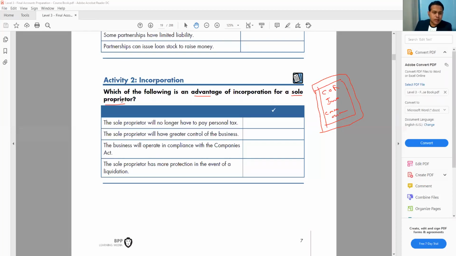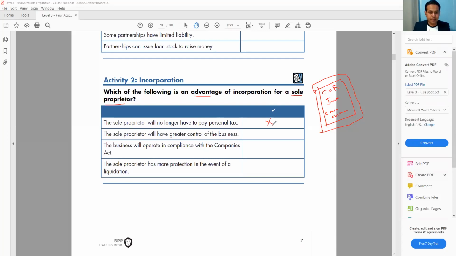Let's have a look. The first one says the sole proprietor will no longer have to pay personal tax. That cannot be the right answer because it is impossible. You don't have to pay the tax? If you live in this country, it doesn't matter whether you are a sole trader, personal or impersonal, partnership or company, you have to pay the tax. So that cannot be the right answer anyway.